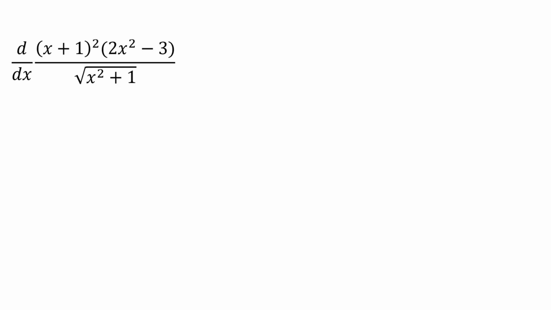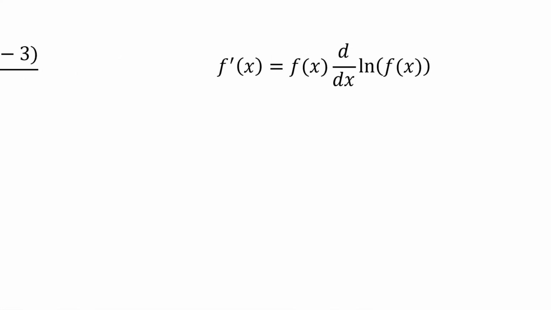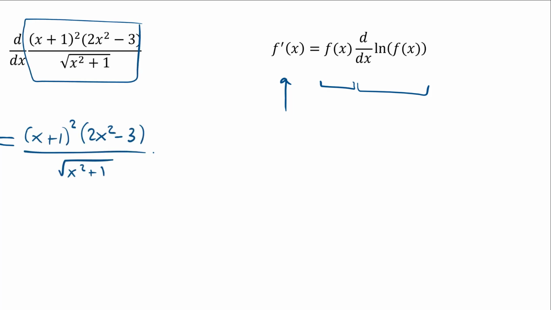This is where logarithmic differentiation may help. When you have quotients and products, it may be that applying the logarithmic differentiation formula simplifies a lot your computations. So let's recall the logarithmic differentiation formula. To find the derivative of f, we just need to multiply f as is by the derivative of the natural log of f of x. So I just need to write f as is times the derivative of the natural log of the same expression.